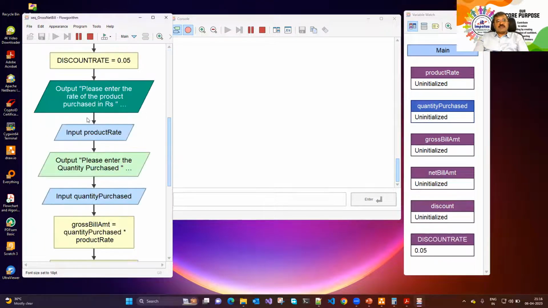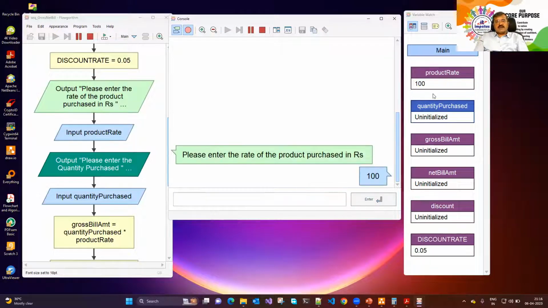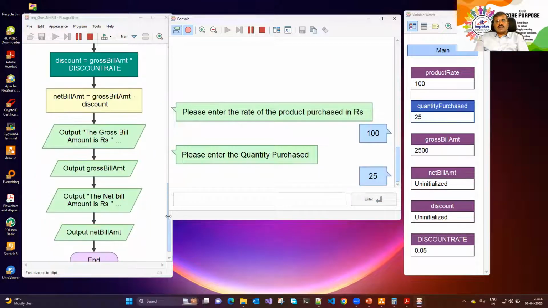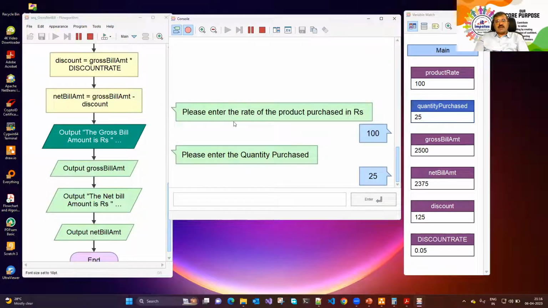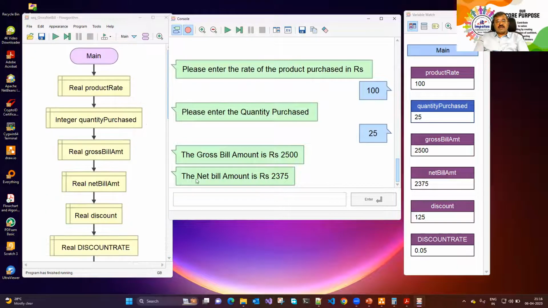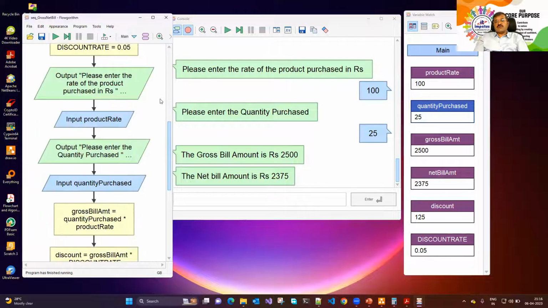Okay. And then the first message: enter the rate of the product purchase in rupees. I say my product rate is 100 rupees. I say enter. The product rate now has 100. Quantity purchased. I have purchased 25 such items. Enter. Then it's first calculating gross bill amount, then calculating the net bill amount, got the answer. Then output. The gross bill amount is rupees 250. It came on the same line. Net bill amount is rupees 2, 3, 4, 5, whatever it is. And then the program has stopped. So we could see the flow of the program, how the control moves as we go ahead solving this particular exam.